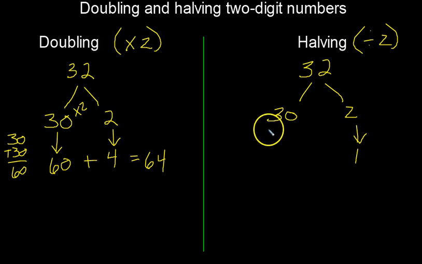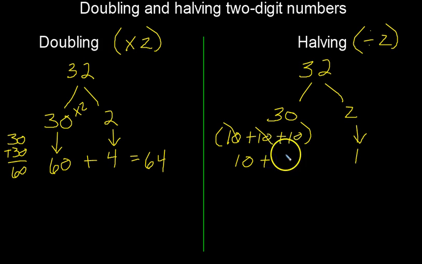15. But you can think of it as 10 plus 10 plus 10. To halve it, you're basically taking half of this, so you take that 10, and then half of this 10 here, which is going to be 5. That leaves you with 10, 15, plus this 1, 16.